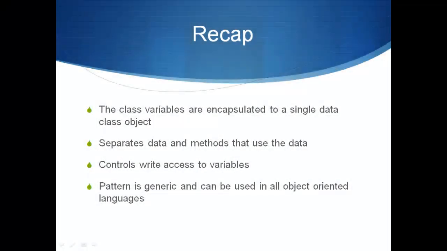So now that you were able to see an example in code, I hope that the private class data pattern is a little clearer and easier to understand. So I just want to recap what we talked about. The class variables in the private class data design pattern are encapsulated in a single data class object. This separates the data and the methods that use the data. And what this does is it allows us to control the write access to the variables.